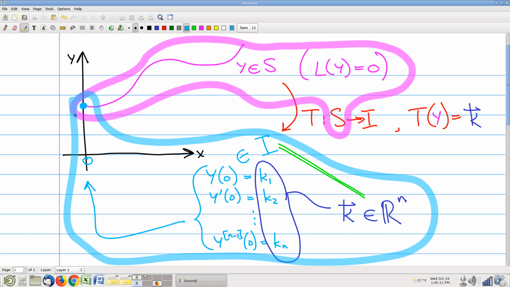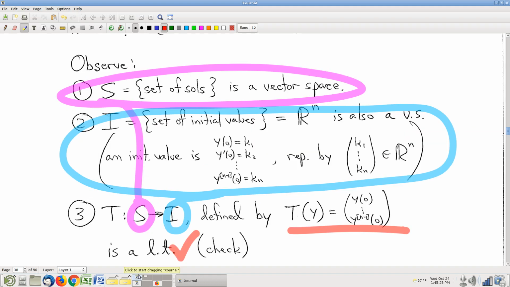And again, this is just a bunch of values. So there's a bunch of numbers here in order. That's a vector in Rn. Okay. So our function that I'm defining here, that I have in red, this linear transformation from S to I says whatever solution you want to talk about, the output is what's the initial condition that it came from. Okay, again, defined by that formula.